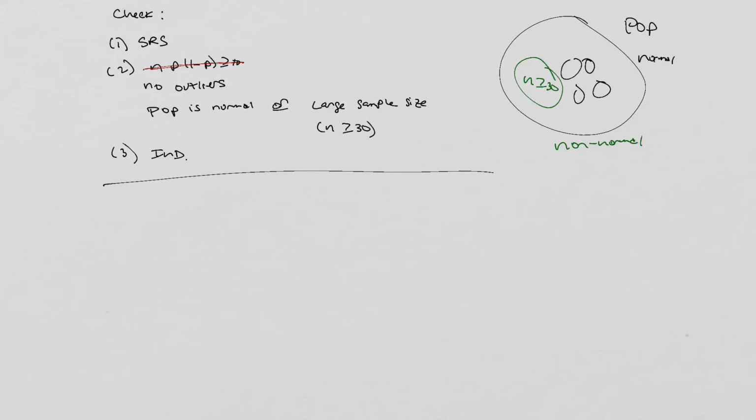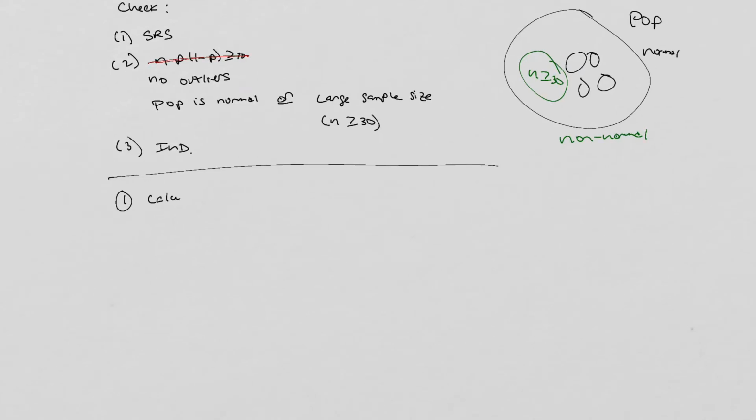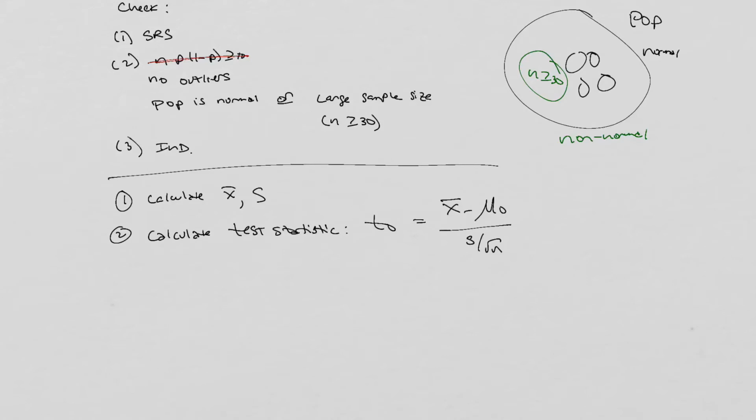The first thing we'll do, and sometimes this will be given to you, sometimes you may need to calculate it yourself, is calculate x bar and s, in other words, the average from the sample and the standard deviation of the sample. Secondly, let's calculate our test statistic, which we'll call t naught. It's kind of like our z-score. It'll be x bar minus whatever the claim is, mu naught, over s over the square root of n. Again, same style we've been using before.